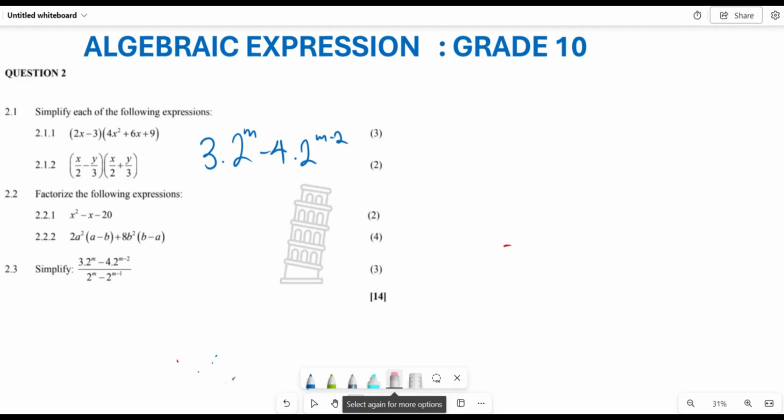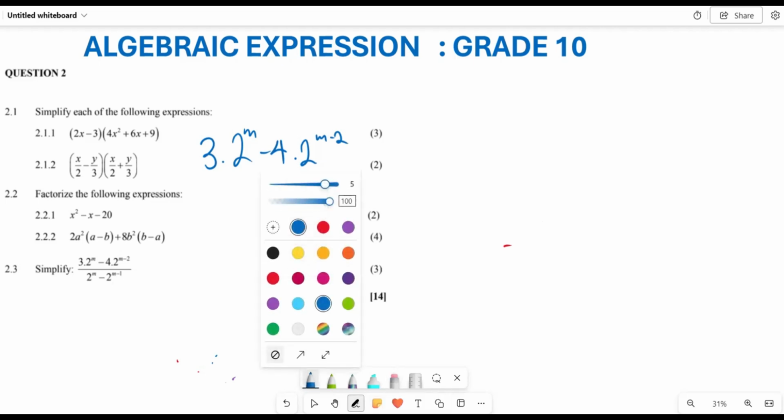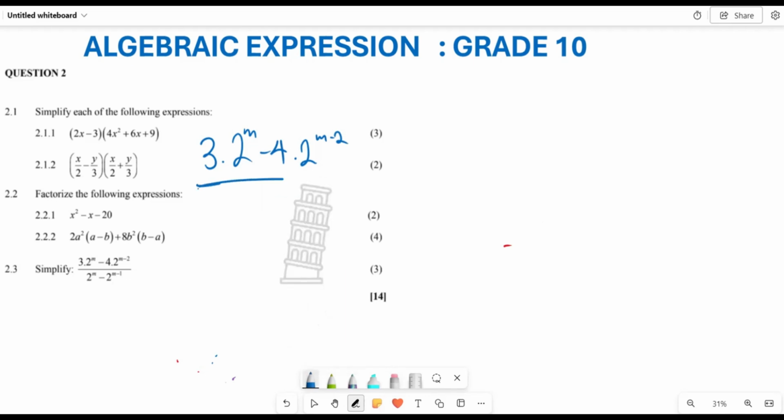Now, this is same as divide by. So when we divide this, we are dividing with 2 to the power of m subtract 2 to the power of m subtract 1.